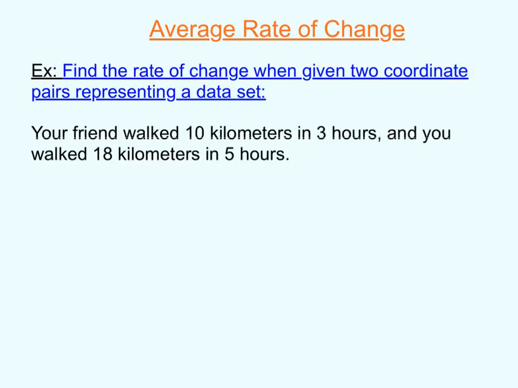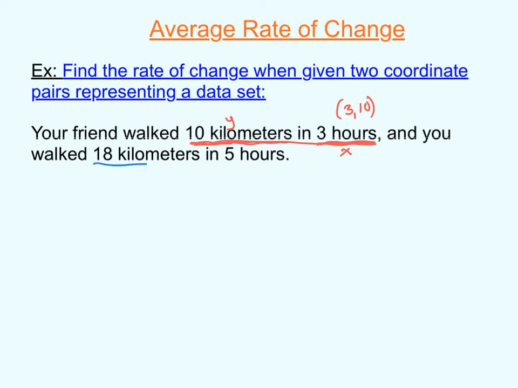Practicing here, your friend walked 10 kilometers in 3 hours. You walked 8 kilometers in 5 hours. So what we have there is we just have coordinate pairs. Now think about it, kilometers in hours, all right? Remember, time is independent. The independent variable would be your x value, and your dependent variable, kilometers, is your y value. Because you can't control how long 3 hours is. 3 hours is 3 hours. You can control how far you walk in 3 hours. So really that's the coordinate 3, 10. I'm just turning it into a slope problem.